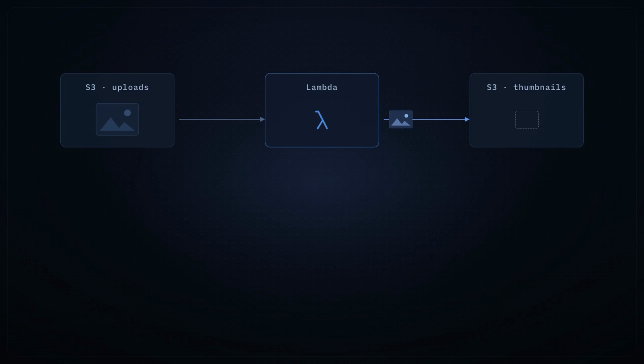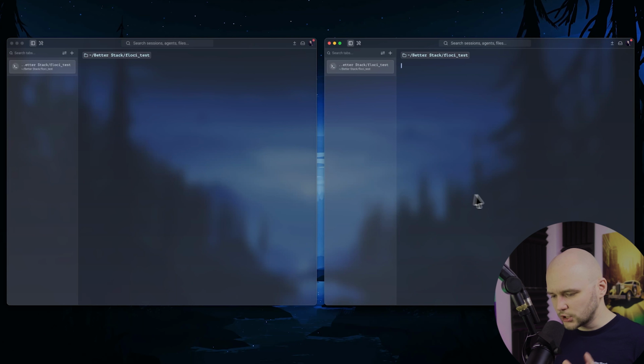You drop an image into an S3 bucket, that triggers a Lambda function, the Lambda resizes it and writes the thumbnail to a second bucket and logs the metadata like dimensions, file size, timestamp into DynamoDB. So let's actually run this thing.